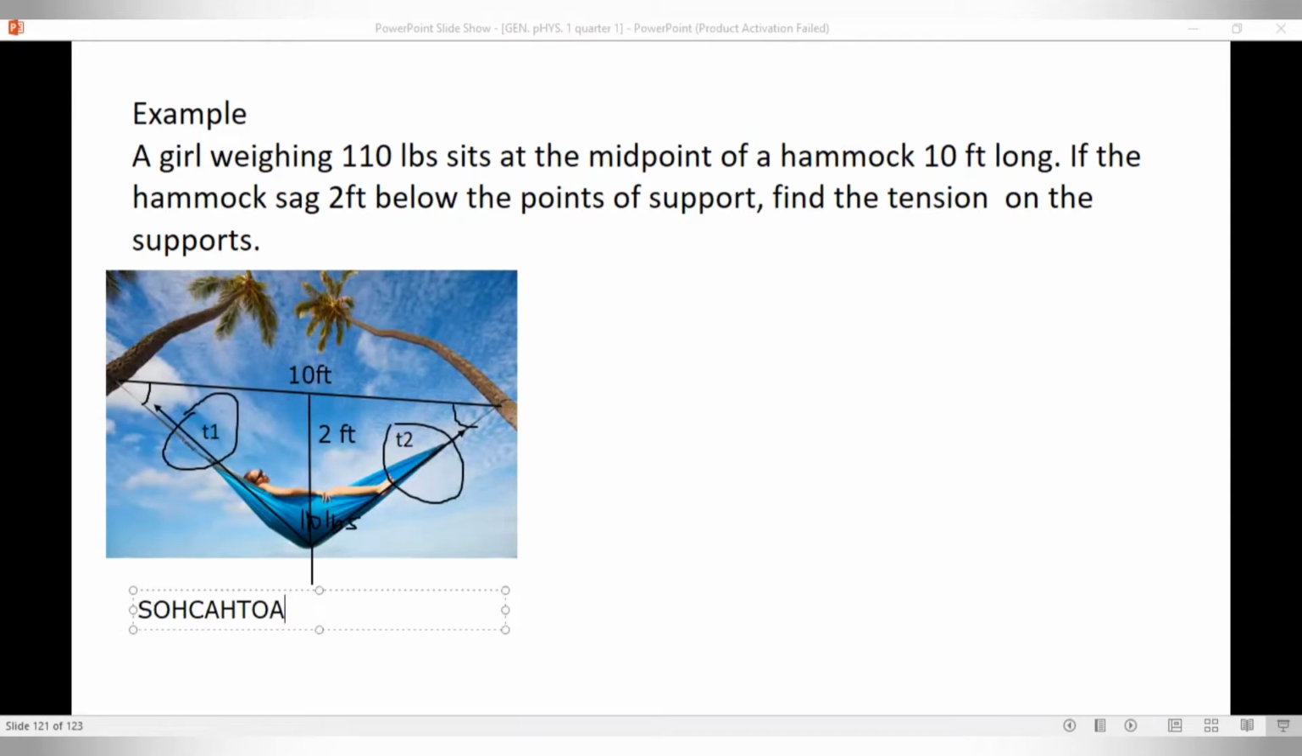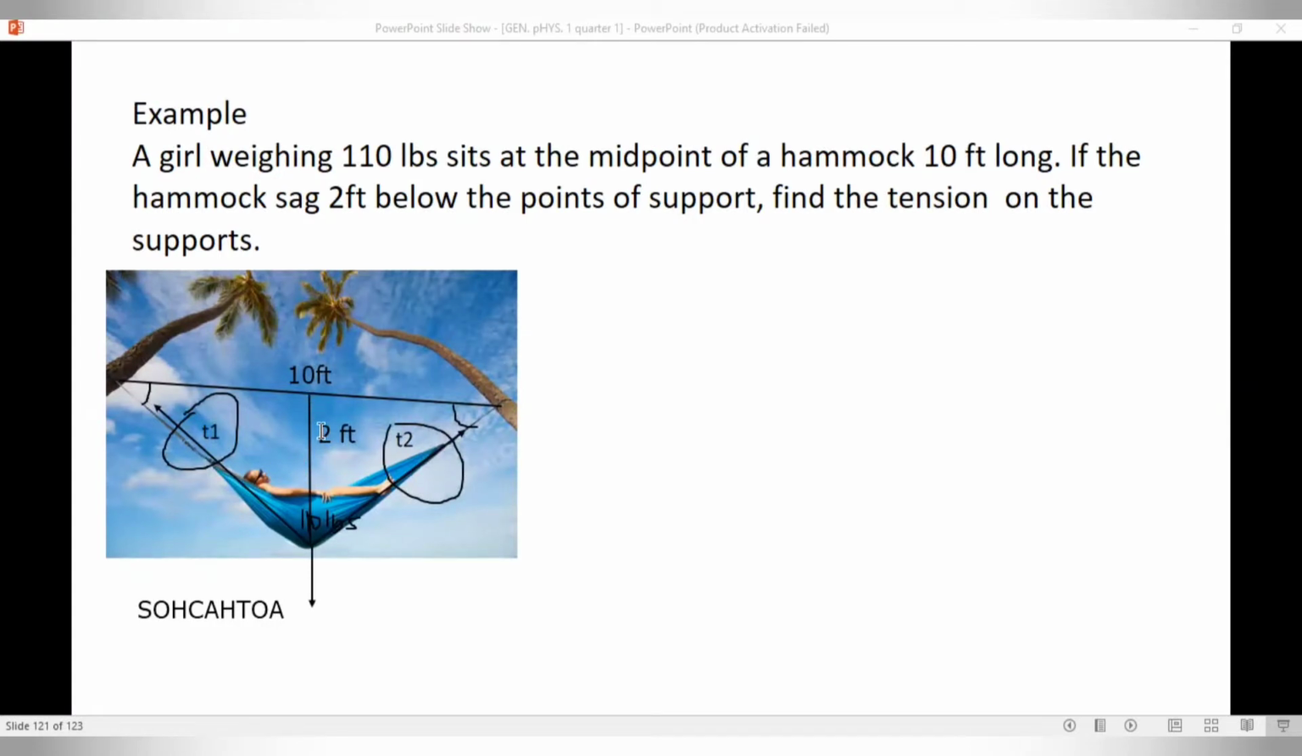SOHCAHTOA. So, ibig pong sabihin, sine is equal to the opposite over hypotenuse. Cosine is adjacent over hypotenuse. Tangent is equal to opposite over adjacent. So, para po makuha na po natin yung angle na to, we will use what? Opposite over adjacent.